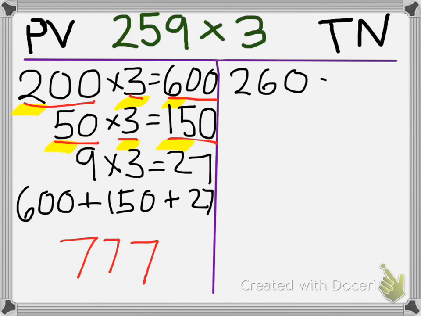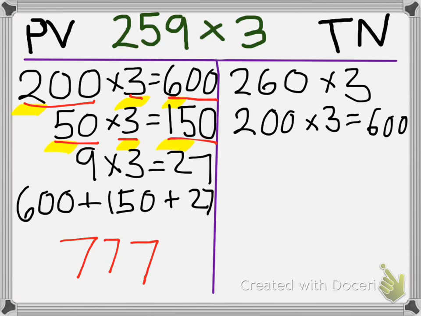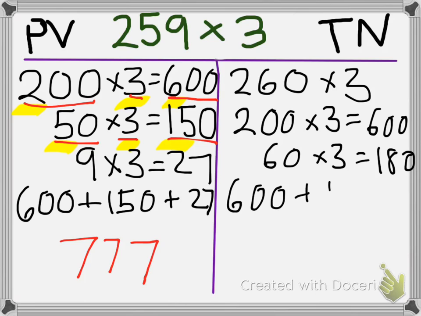So first off, I change that equation to 260 times 3. And from here, I'm going to actually use place value to work out what 260 times 3 equals. So 200 times 3 equals 600. 60 times 3 equals 180, and I know that because 6 times 3 equals 18, so 60 times 3 equals 180. Next step is to add together 600 plus 180, and that equals 780.